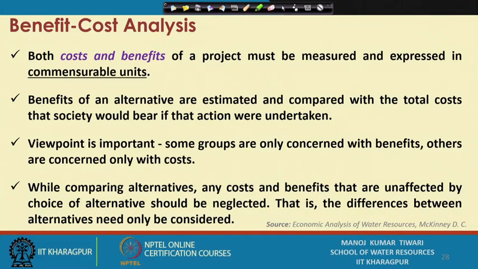Whosoever is proposing the activity, what groups are concerned with benefits, what groups are concerned with cost, needs to be seen. If the analyzer can go as holistic as possible, he will be very accurate in measuring the outcomes. So, while comparing the alternatives, any costs and benefits which are not affecting the choice of alternatives should be neglected.